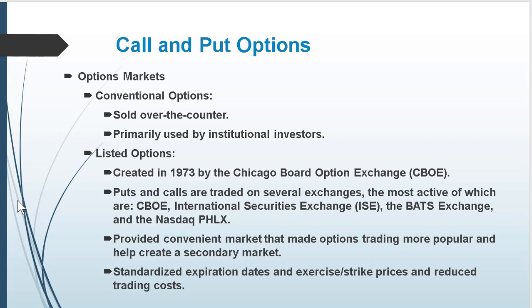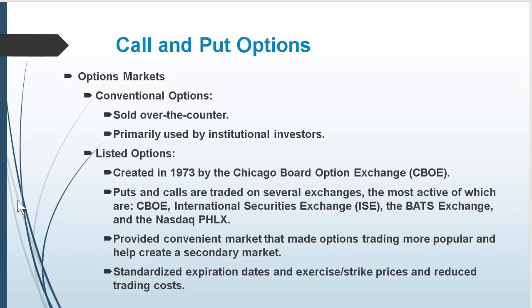But the listed options were created in 1973 by the Chicago Board Options Exchange. They're traded on several different exchanges. Essentially, these exchanges provide a convenient market, so the trading can be much more liquid, much quicker, much more efficient. They're helping to create this secondary market for the purchase and resale, the trading activity.